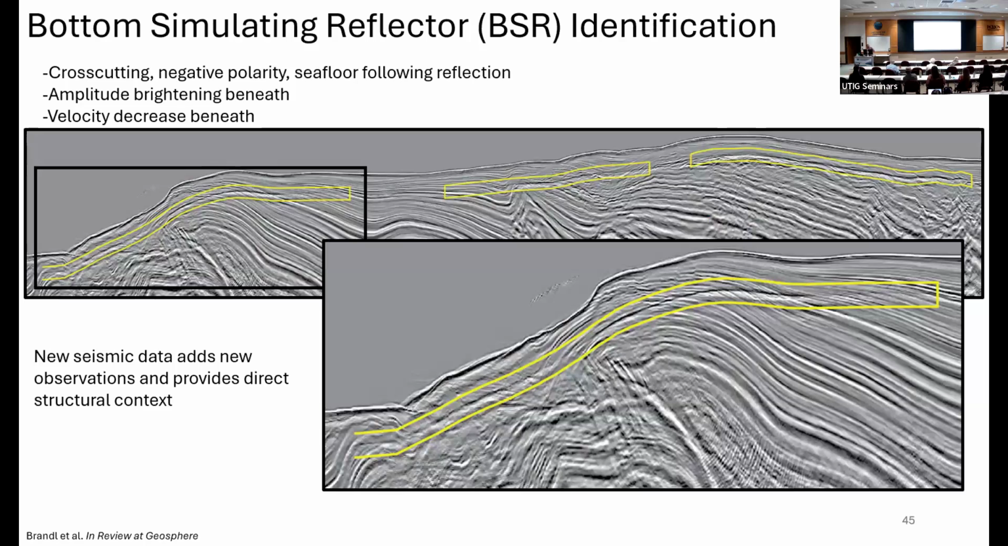So for anyone who's unfamiliar, this is what a BSR looks like in active source seismic data. Generally, it's this cross-cutting, very bright negative polarity reflection that follows the seafloor, but doesn't occur at typical times you'd expect for a multiple. And with our new seismic imaging data, not only do we have more observations along the plate boundary at a more regularly sampled interval, we also are able to provide direct structural context to these measurements, which the legacy BSR study was not able to.